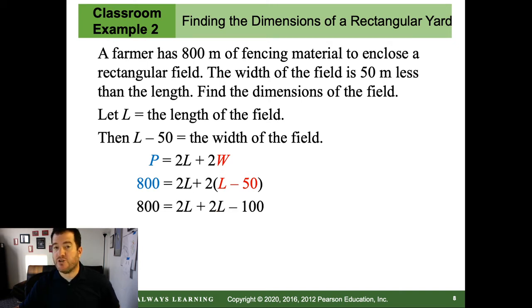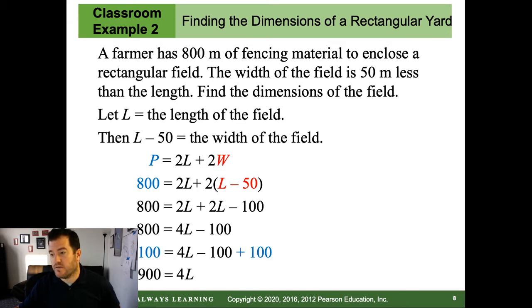Okay, distribute the 2 to both the L and the 50. Combine like terms. Add 100 to both sides. So you get 900 equals 4L, divide by 4. So you get L is equal to 225.